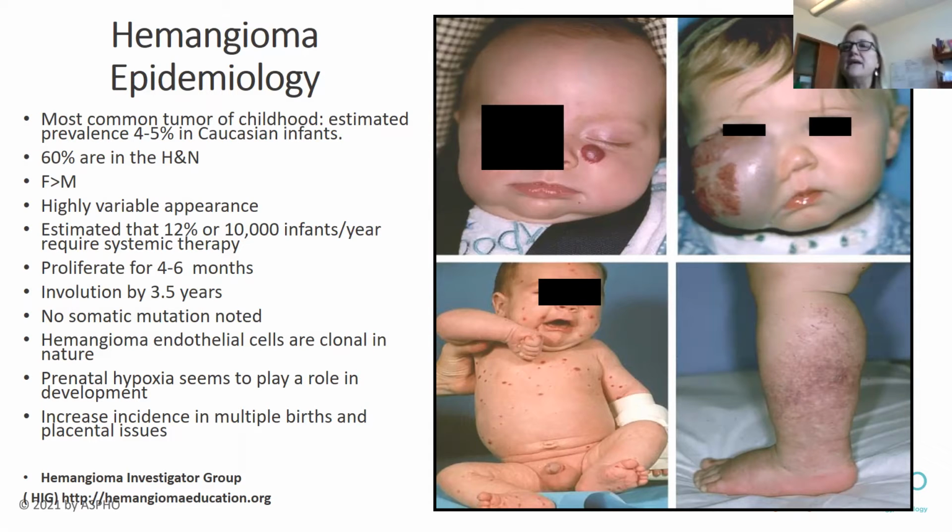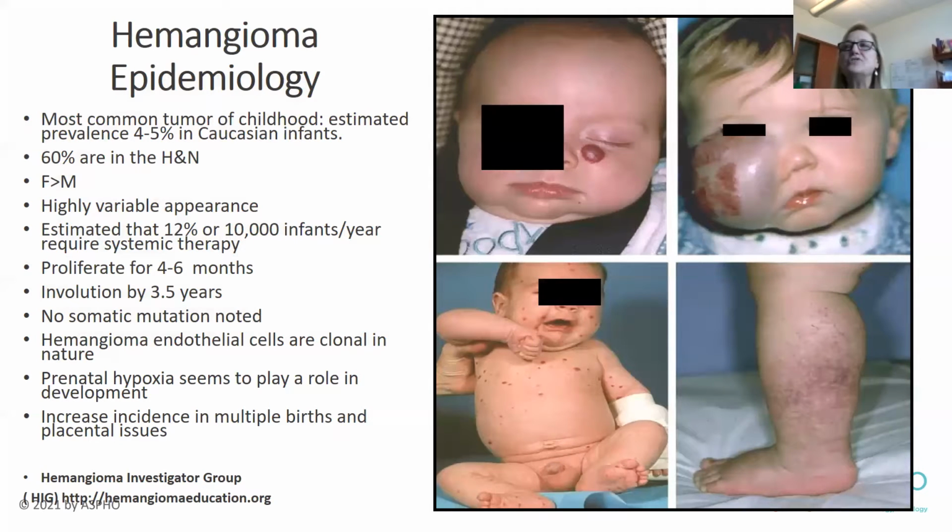They're more common in the head and neck area. They're more common in females than males. Again, they have a highly variable appearance. It's estimated that 12%, or 10,000 infants per year, require systemic therapy, so not all patients require systemic therapy.